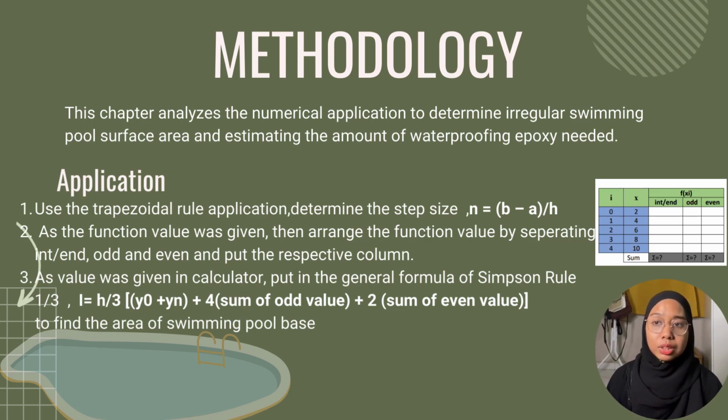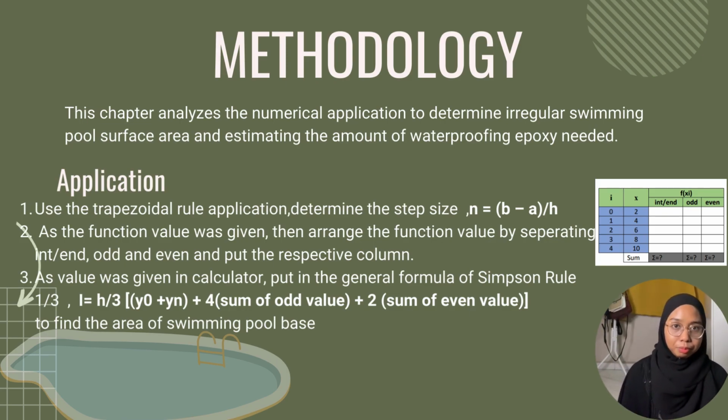So now we move to the calculation of the numerical application. Firstly, we need to use the trapezoidal rule application. As the interval gap was given, we need to determine the step size, h, which is equal to b minus a, where b is the upper limit minus the lower limit, and you need to divide by n. And after you get the answer, if the step size is even, you can multiply with the 2, then you can use the Simpson rule 1/3.